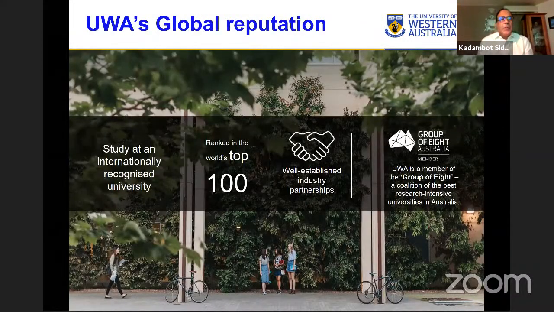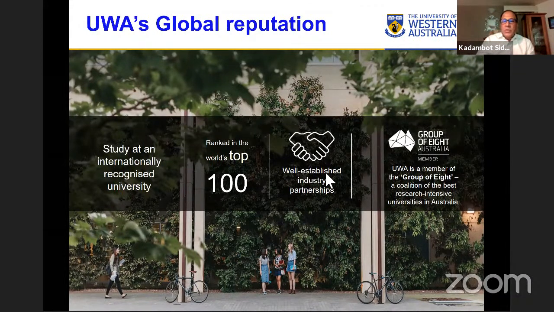A couple of slides, if you permit me. UWA, the University of Western Australia, has a global reputation, an internationally recognized university. In various rankings, we sit in the top 100, which is quite good for a small university of only 25,000 students. For example, Melbourne University will be about 38 to 40,000 students. Sydney will be even bigger, and Monash will be bigger.